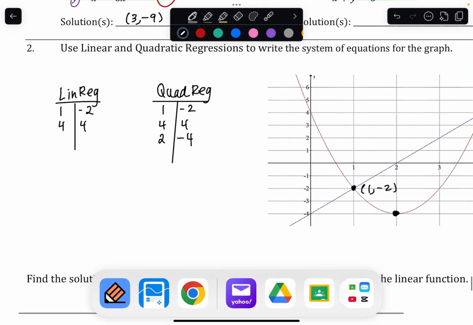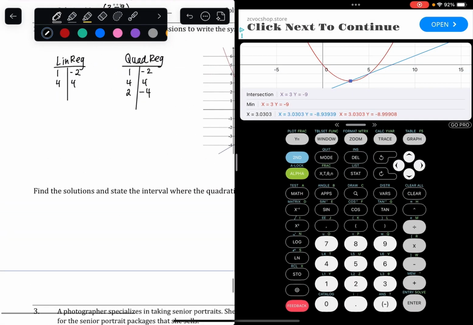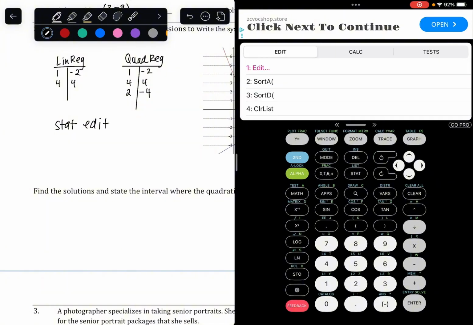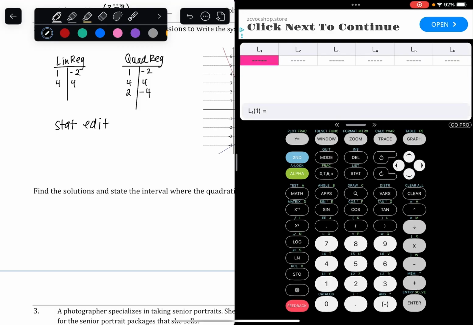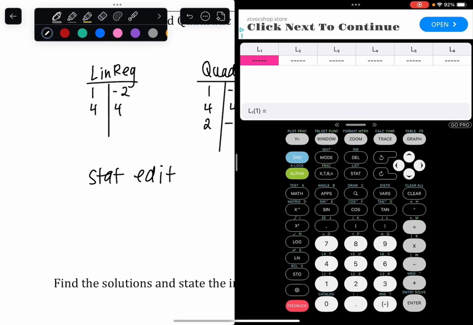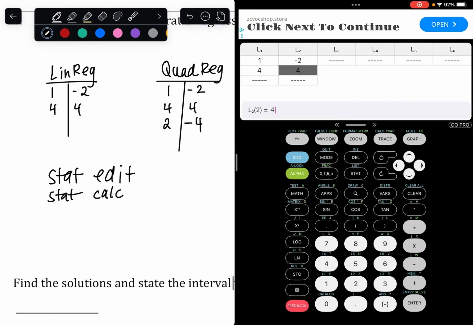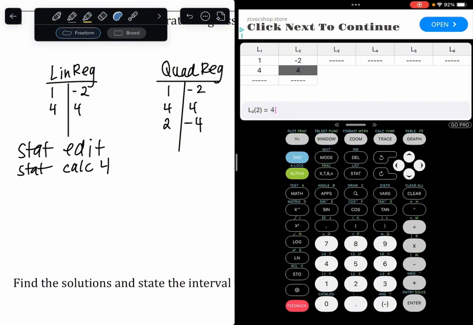Okay, and so in your calculator, you're going to press Stat, Edit, and you're going to put your X's in L1, so 1, 4, and your Y's in L2, -2, 4, just those 2 points I chose for the line. Then you're going to press Stat again, go over to Calc, and for LinReg, you're going to choose option 4. Stat Edit, Stat Calc 4 for LinReg.